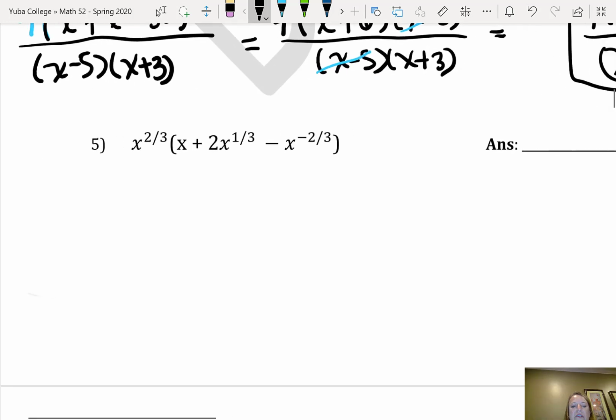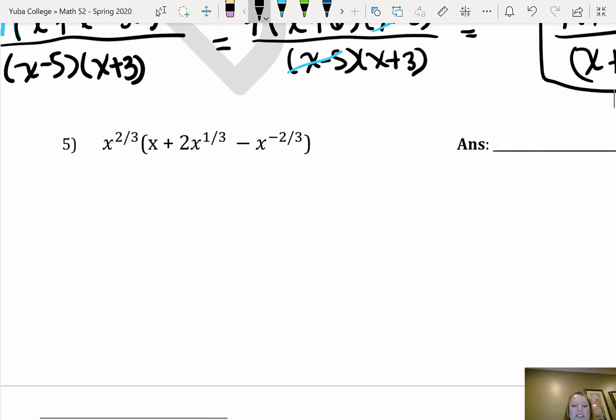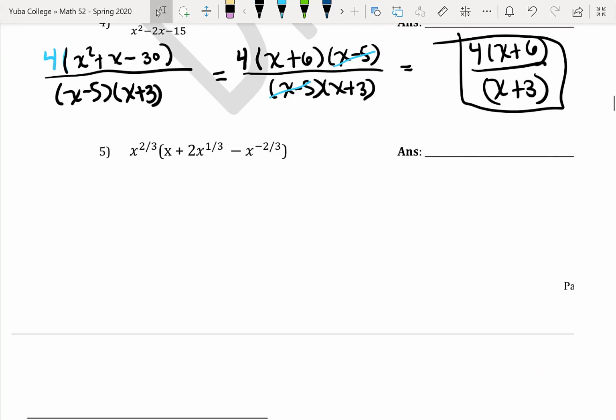Okay, so for the next problem, we need to distribute. We want to use distribution. Sorry, I wanted to adjust it a little bit before I went on.